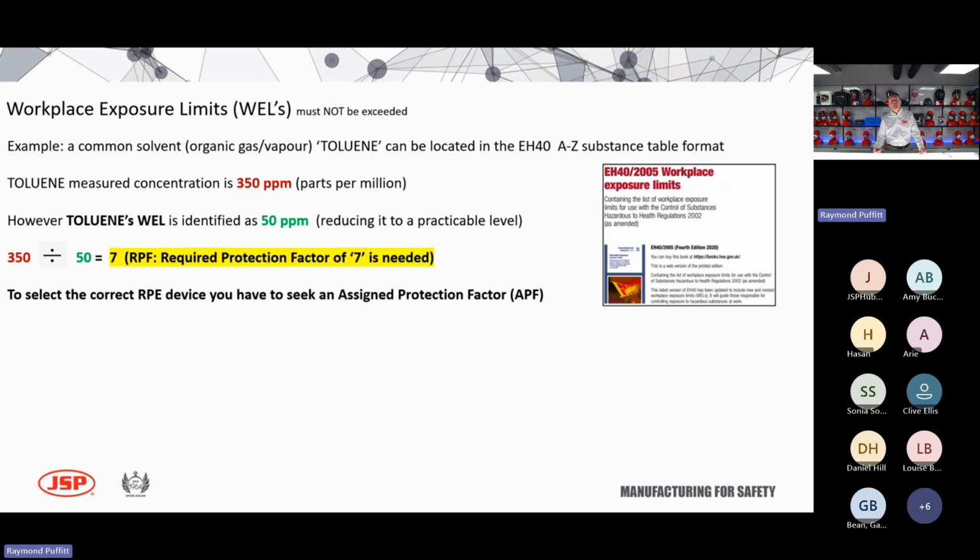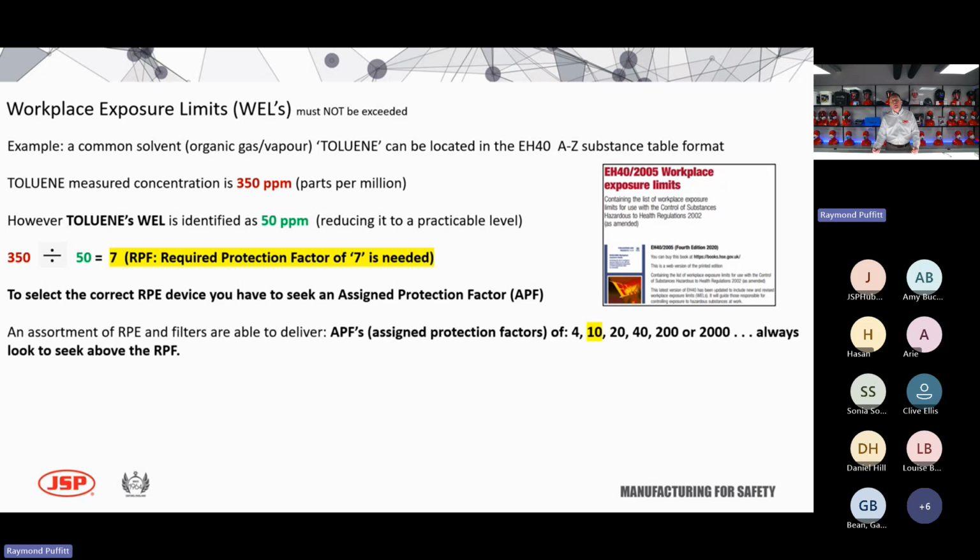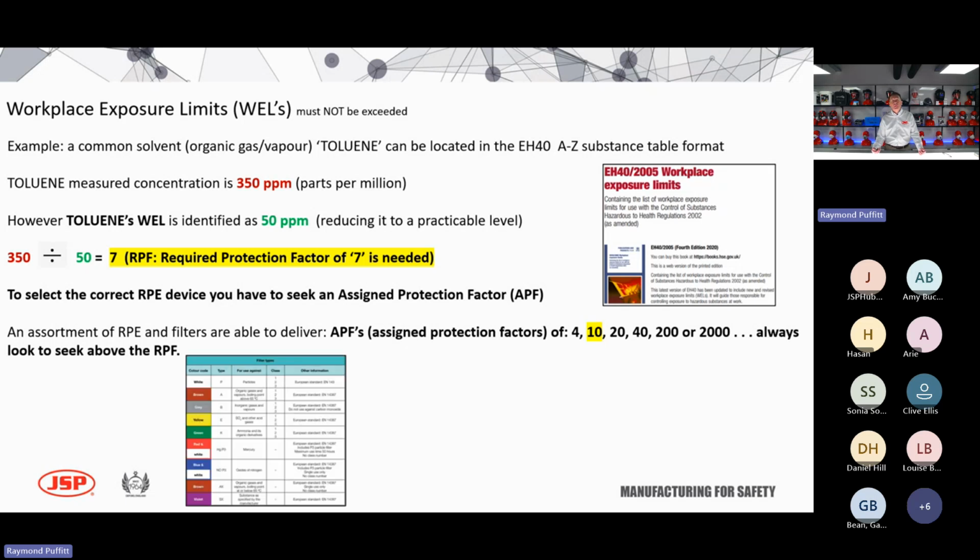I simply do a sum. It's 350 divided by the 50, which is my practicable level or limit not to go over. And when I do that sum, it gives me the number 7. And that number 7, if you look at your protection factors, you will not find a number 7 there. I'll get those up now. So the number 7 is not there. I've had to highlight number 10 for you. So you would have to identify a respirator that offers the numerical number of 10 to work in the situation as an example that I've put in front of you.